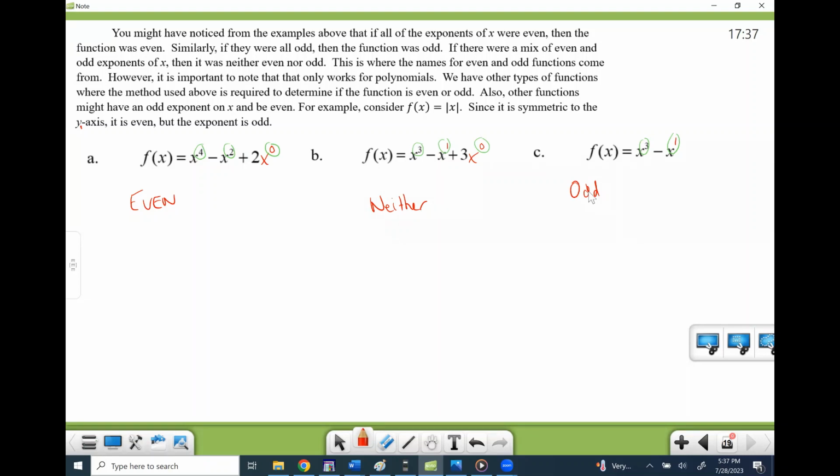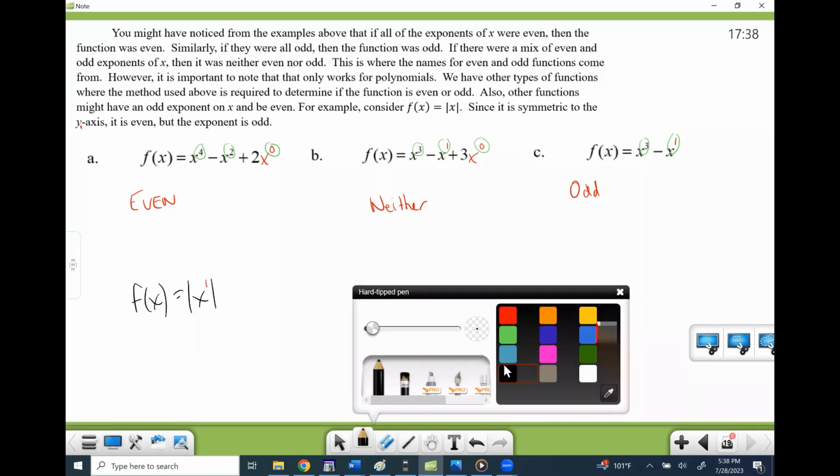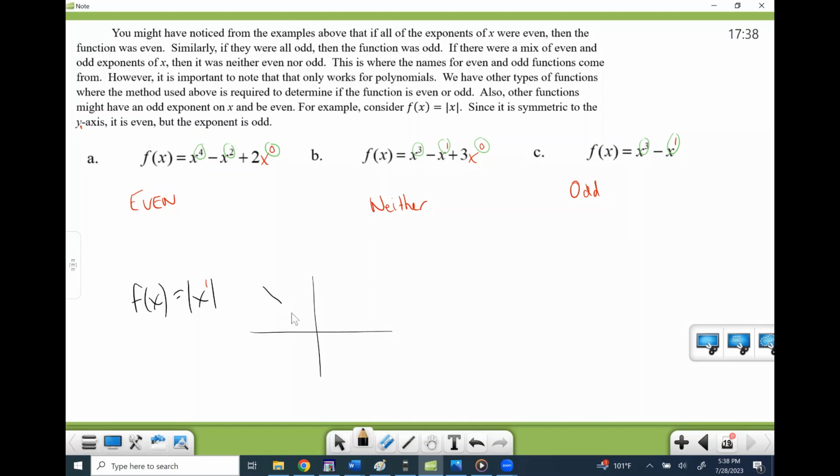But I do want to point out, for the example right here, consider absolute value of x, that it doesn't work for things that aren't polynomials. So f of x equals absolute value of x. While the exponent is 1, this is actually an even function, because if you were to graph it, it would be symmetric to the y-axis. So this is an even function. So be careful. Using the exponent trick only works on polynomial functions. It doesn't work on other functions that are not polynomials, okay?